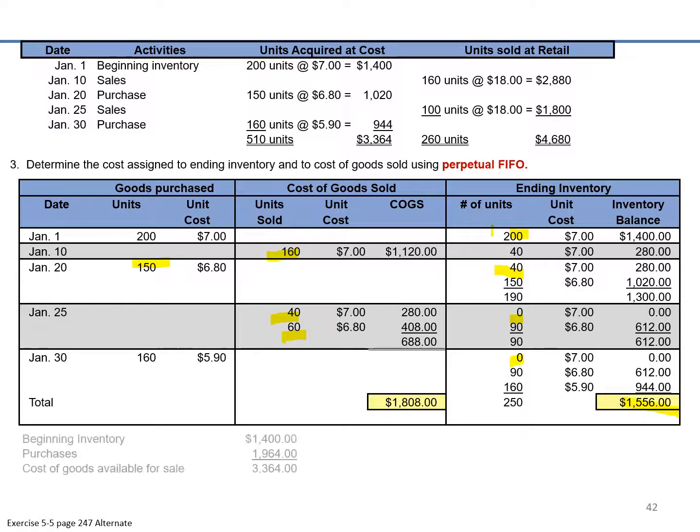Total cost of goods sold $1,120 plus $688, $1,808. So if I have beginning inventory of $1,400 plus my purchases $1,020 and $944, I have total costs available for sale of $3,364 less my ending inventory of $1,556 for a total cost of goods sold of $1,808. Okay.